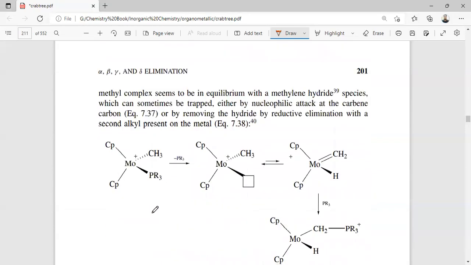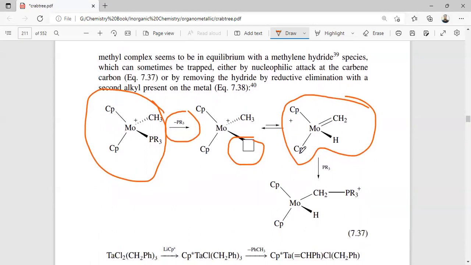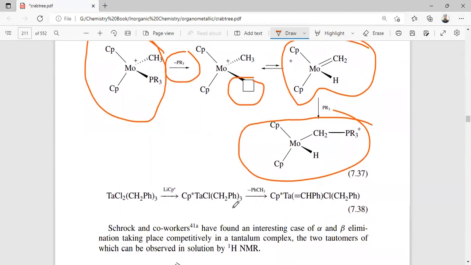Here this molybdenum complex has no beta hydrogen. So here a phosphine ligand dissociates to create a vacant site for the alpha elimination. Then this methylene hydride intermediate is formed. Then again one phosphine ligand is attached to form this complex.